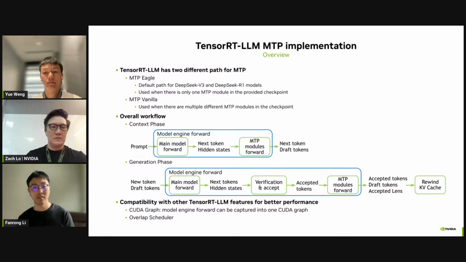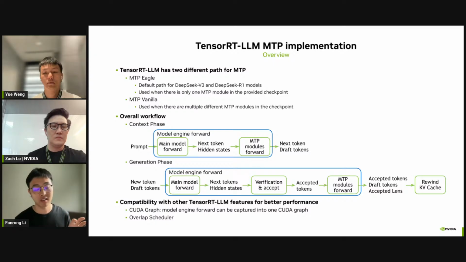Finally, there will be a rewinding of the KV cache. What does it do? In the verification, not all the tokens are accepted. There are some draft tokens. We need to.